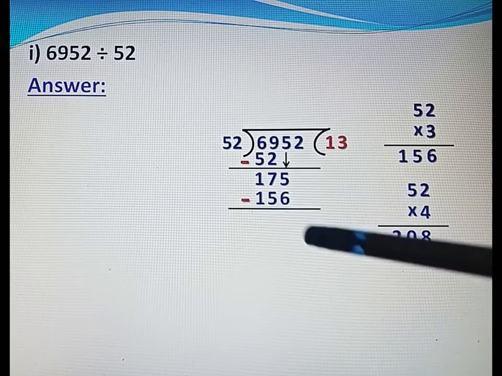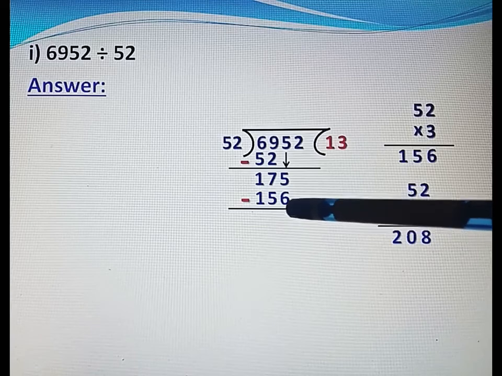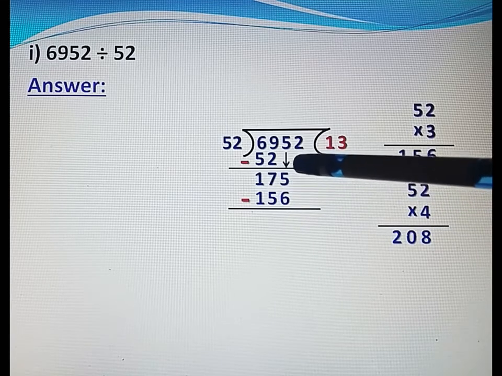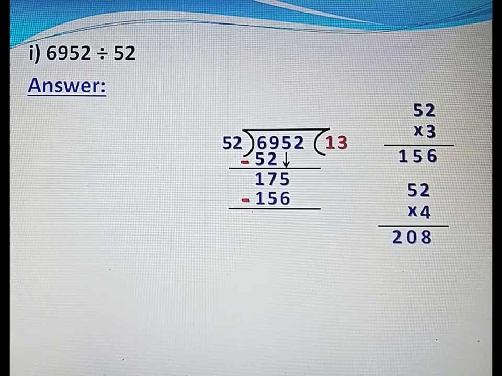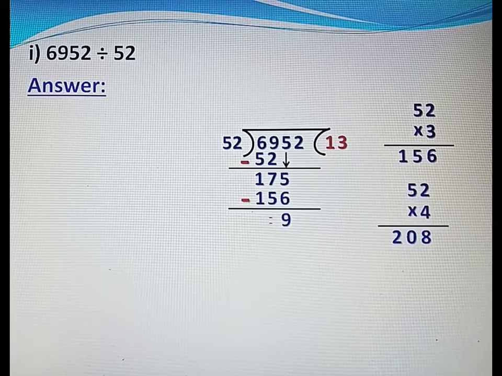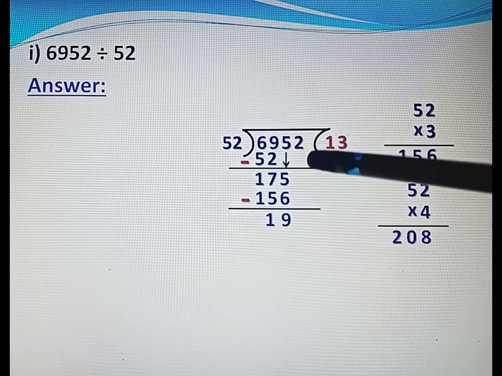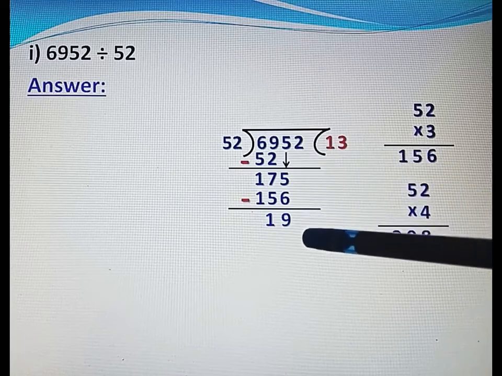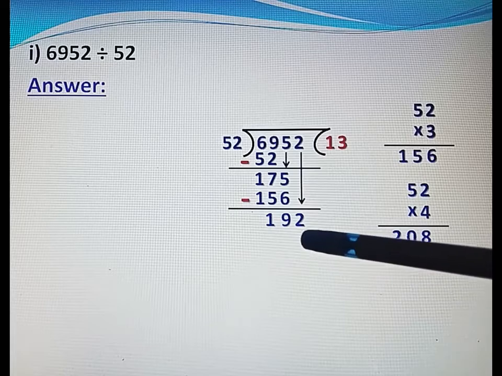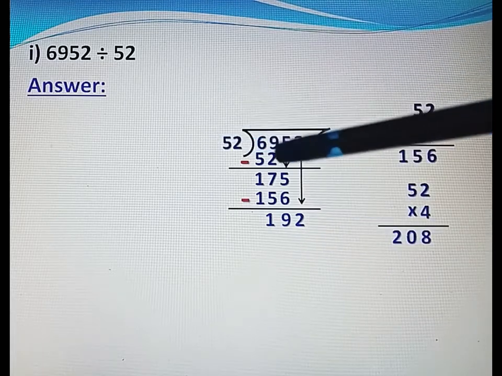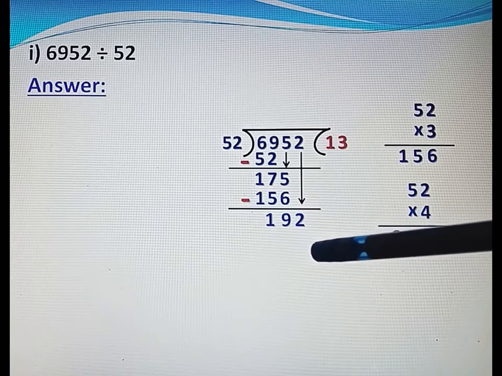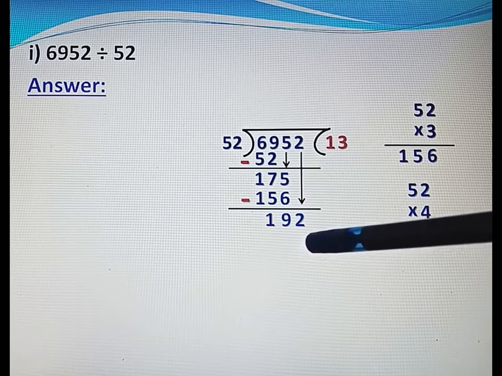You can easily subtract. This 5 is smaller than 6, so we will borrow from next number, that is 7. It will become 6, and it will be 15, and 15 minus 6 9, and this is 6. 6 minus 5 1, and 1 minus 1 0. And then again we will take next number, that is 2. Right here it become 192. Again we will multiply so that it is equal to 192 or less than 192. It should not be greater than 192.